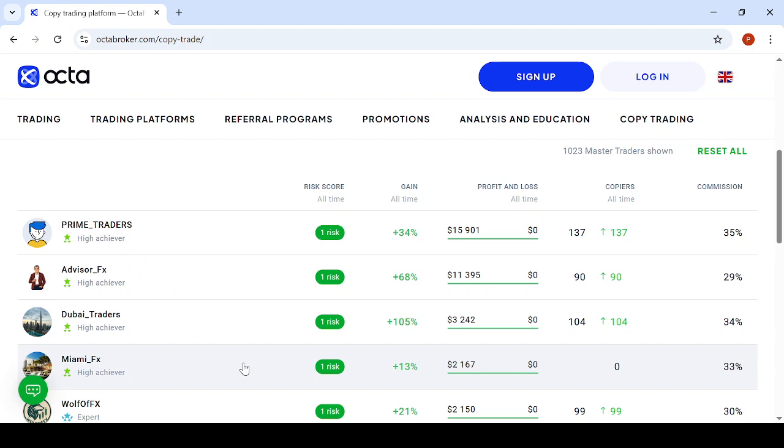You have to look for a platform with clear fee structures, a user-friendly interface and transparent performance data for each trader. As you can see, OctaFX provides everything. You can see their risk tolerance, their total gains, profit and losses, how many people are copying their account and their commissions. Once you have narrowed your options, you have to open an account and complete any identity verification steps. Ensure the platform also offers easy deposit and withdrawal methods in your currency, and confirm that customer support is responsive in case you encounter any issue.